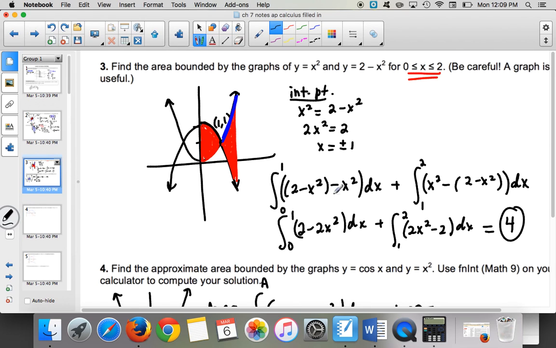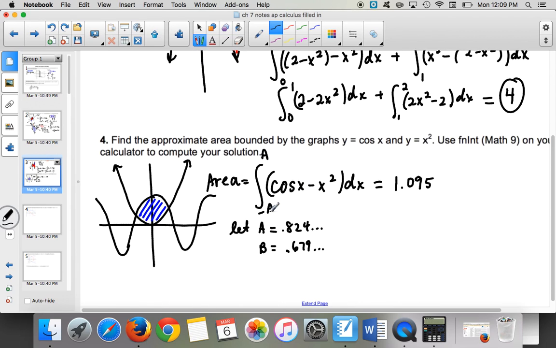What else would you get points for your setup? What if I decided I wanted to go 0 to a? What could I do if I did 0 to a? You'd have a 2 out front, 2 f of x. So you could also do your setup that way as well.